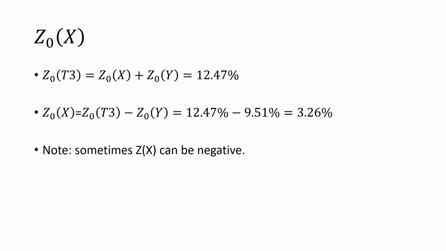Again, from a previous slide, the zero sequence impedance from test 3 is the sum of the zero sequence impedance of the low voltage plus the stabilizing winding, and the number is that. If I rearrange, I can calculate the zero sequence impedance of the low voltage side. So just rearranging, plug in the numbers, it's 3.26%. Just keep in mind, sometimes the zero sequence impedance of the low voltage can be negative, and it has no physical meaning.